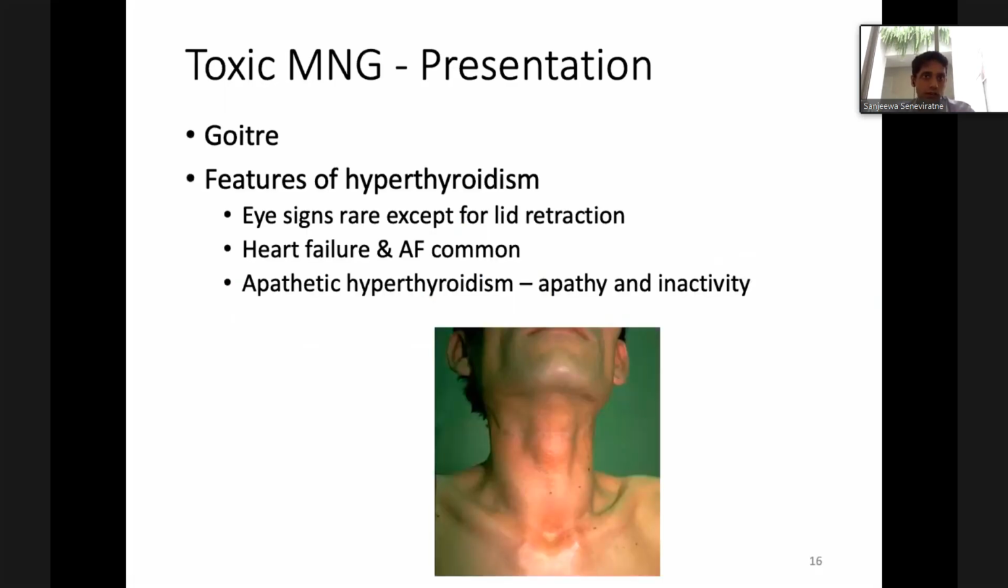Okay, so coming back to toxic multinodular goiters, how do they present? They will present with features of hyperthyroidism with a goiter.